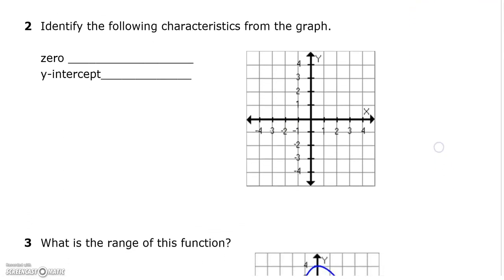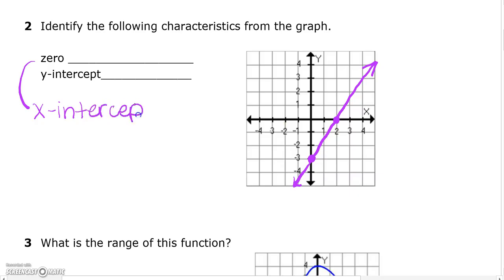Okay, number 2 says identify the following characteristics from the graph. This one, the graph was left off, so I told you to draw this line. I had it on the board. So the 0 is the same thing as x-intercept. So you just look, where does it cross the x-axis?